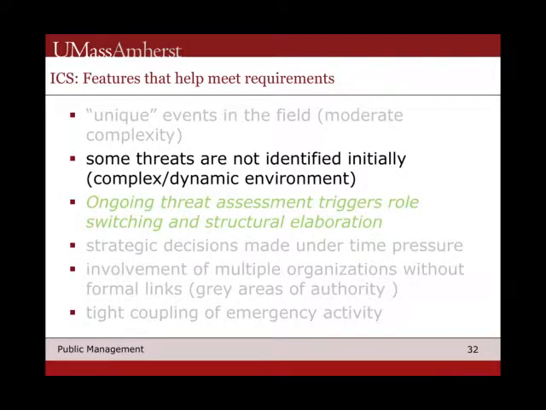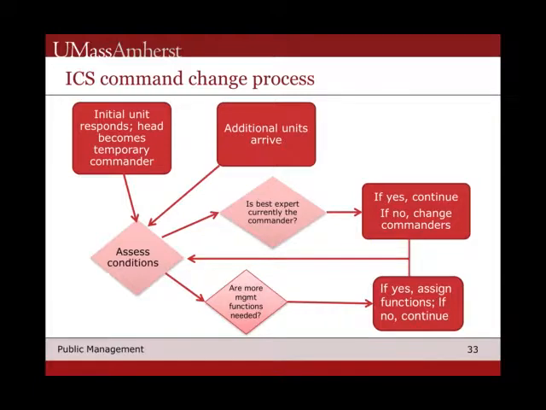So if we were going to assess the ICS environment, we would see that there is a fairly dynamic environment, not very stable, that's being faced. And as a result, we see exactly what you would expect. An ongoing threat assessment is triggering role switching and structural elaboration. You're also seeing some degree of authority migration. This is the command change process. And again, what you can see here is the best expert commander, that's closer to an authority migration type mechanism, exactly what you would expect to see under a less stable environment.